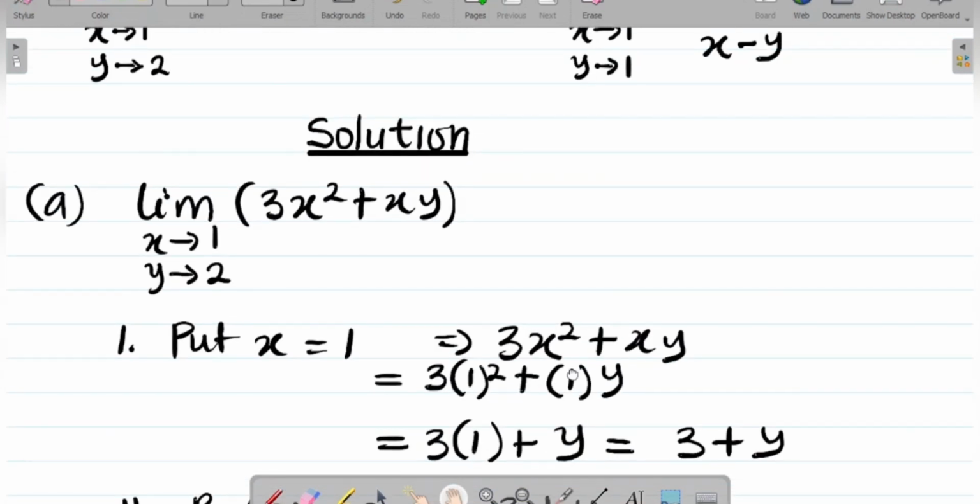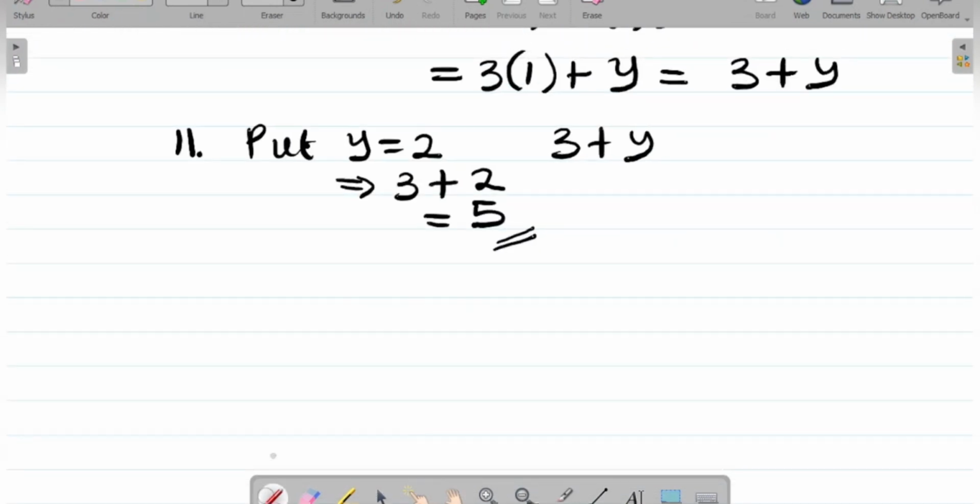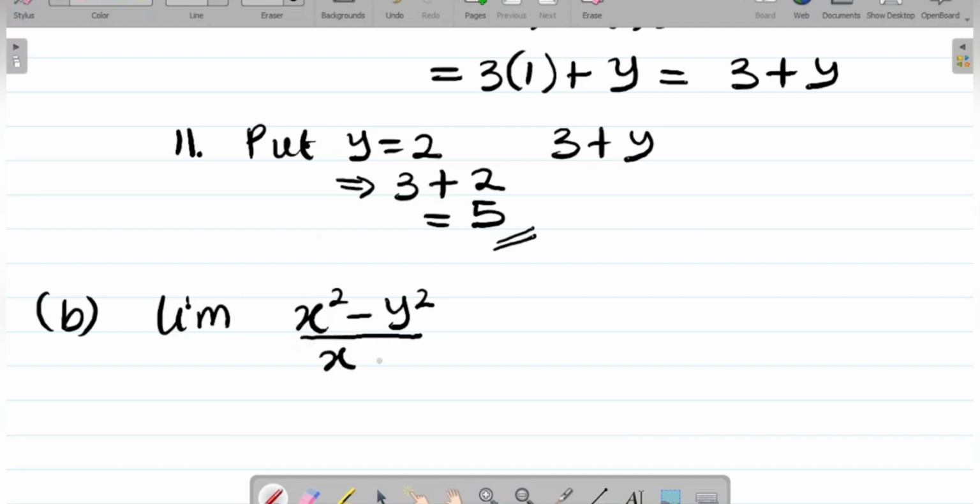Let's look at the B part. B says the limit of, I think, x squared minus y squared all over x minus y as x approaches 1 and y approaches 1. All right, so let's get this done. How do we solve this? What do we do?